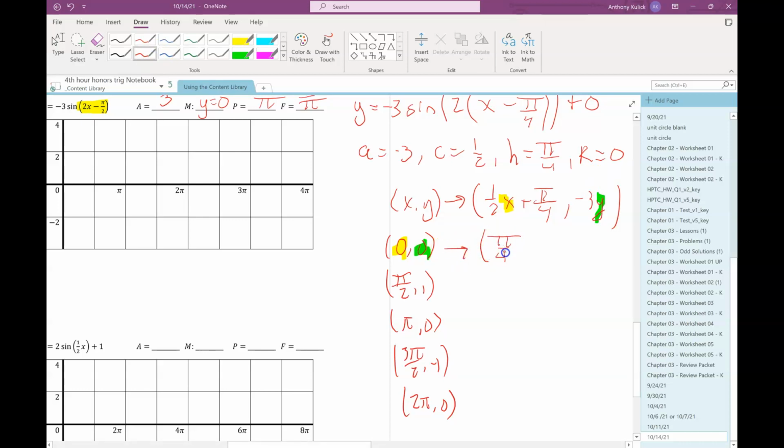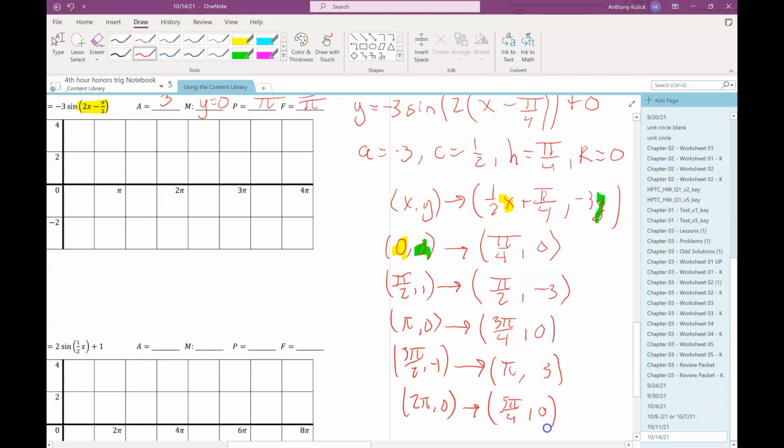So that's pi over 4, 0. When I plug the pi over 2 in, that's pi over 4 plus pi over 4. So it's pi over 2. And then -3. And that's pi over 2 plus pi over 4, so that's 3 pi over 4, 0. And we have 3 pi over 4 plus 1 pi over 4, so that's positive 3. And then 5 pi over 4, 0.